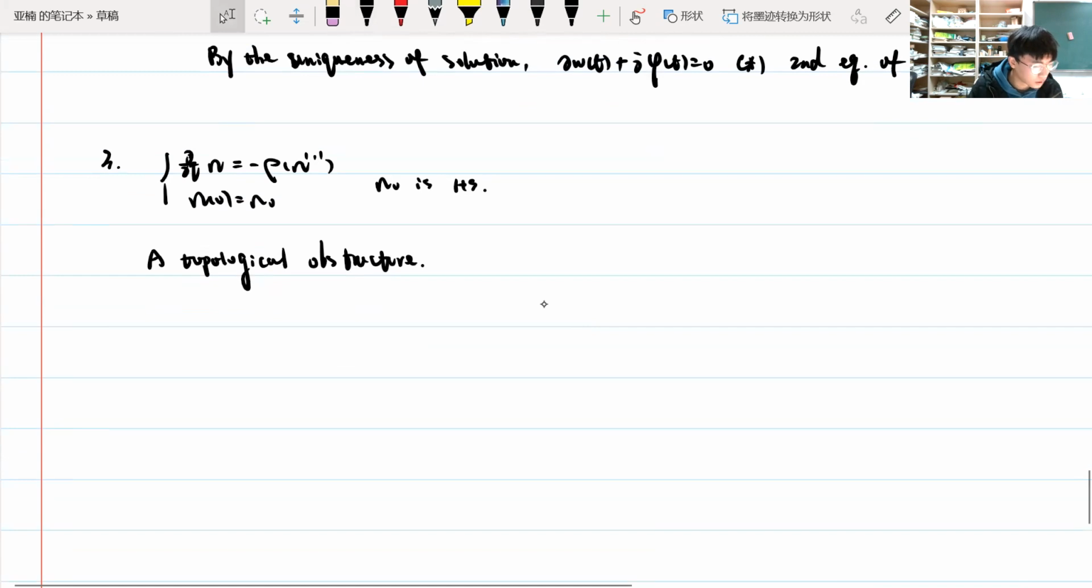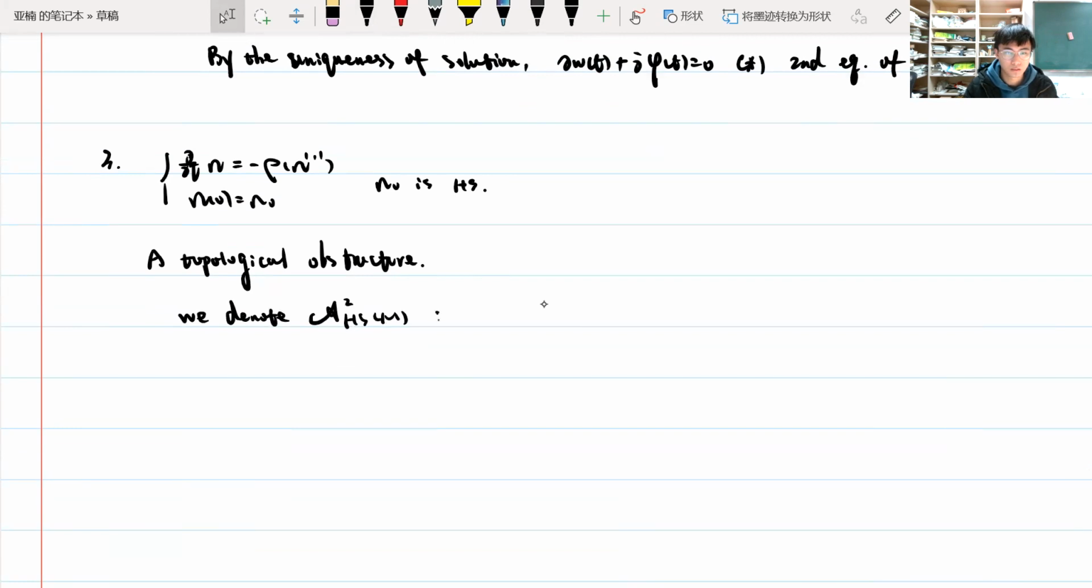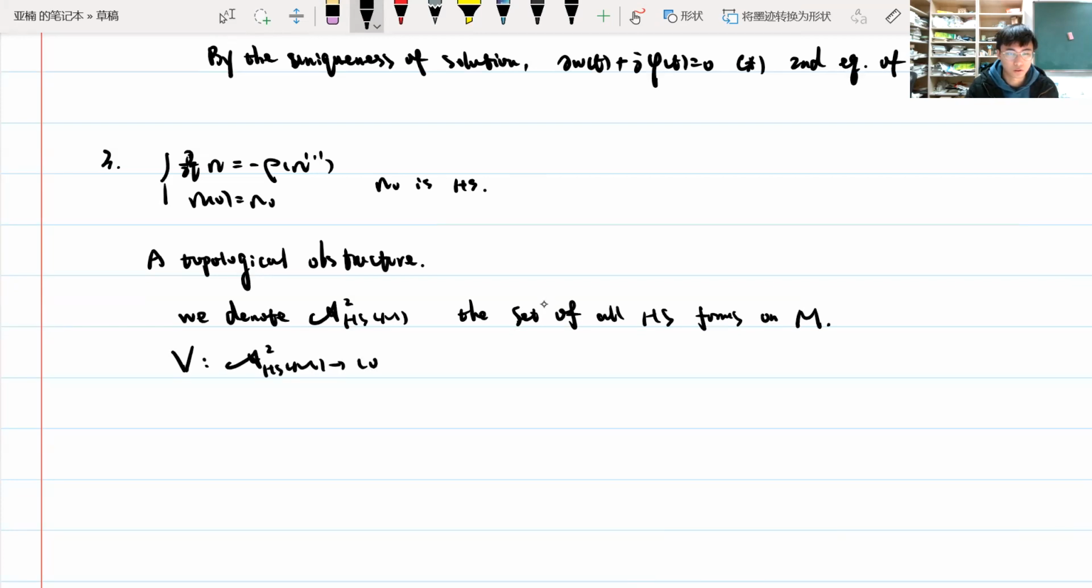Firstly, I will define a functional. We denote the set of all Hermitian symplectic forms on the manifold M, and define a positive functional A by, here we write it by parts.